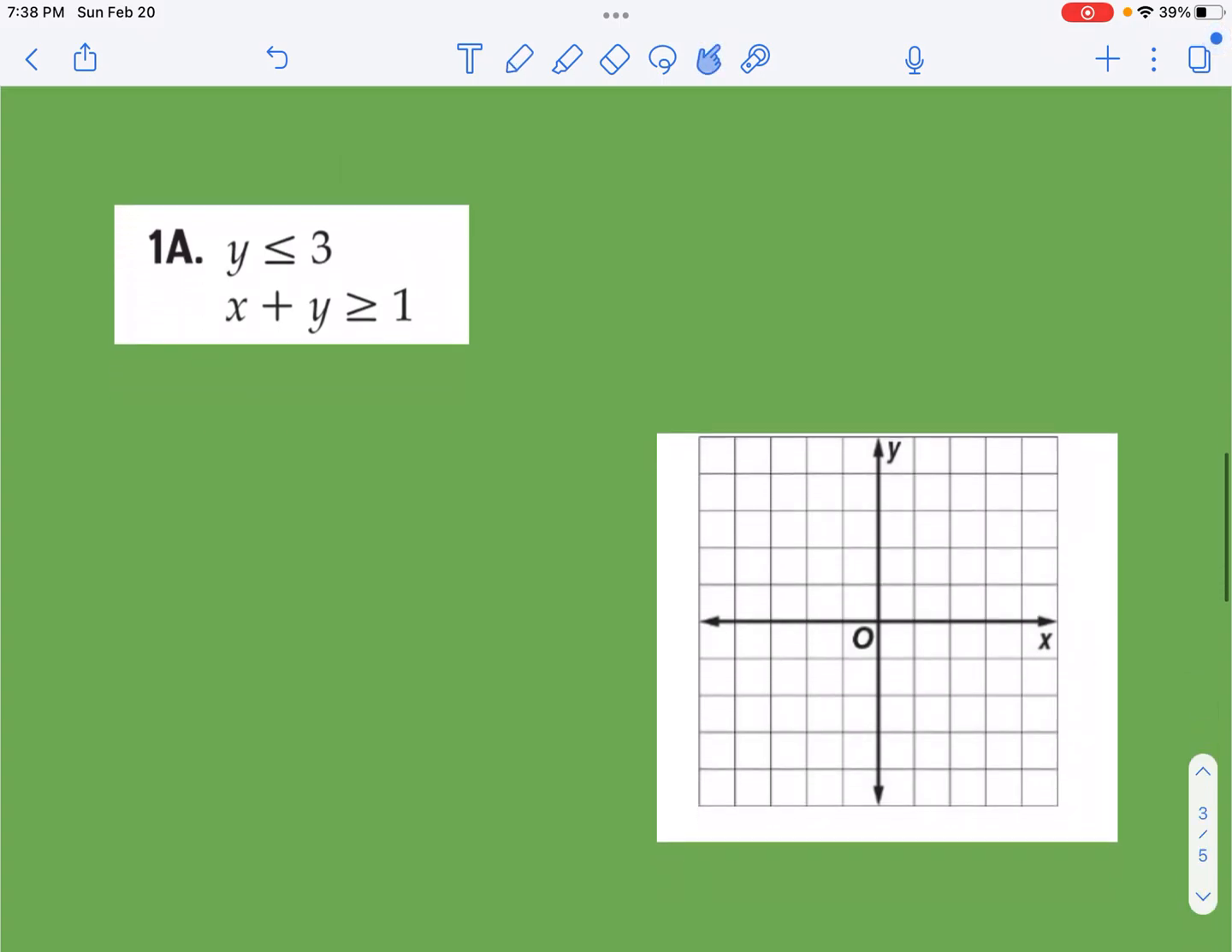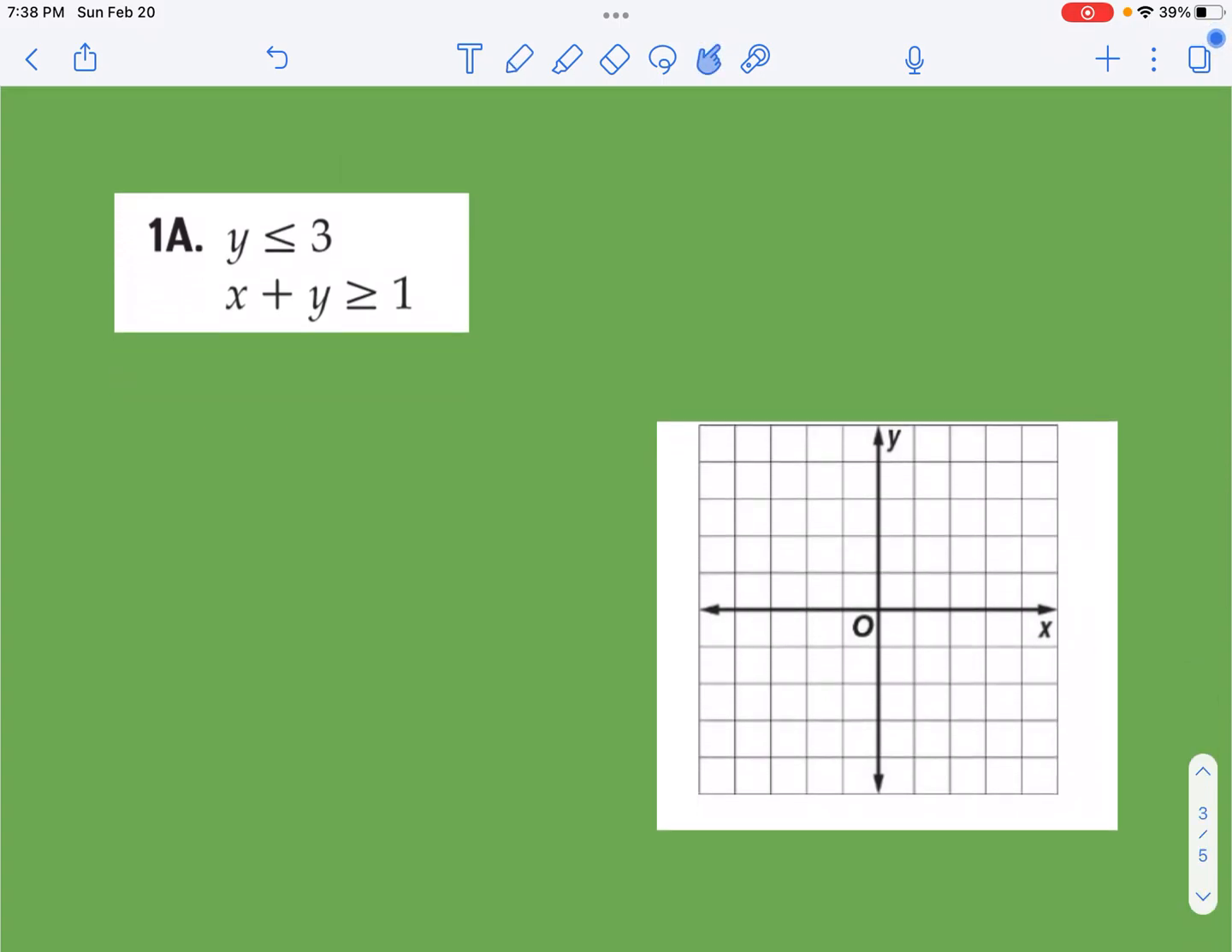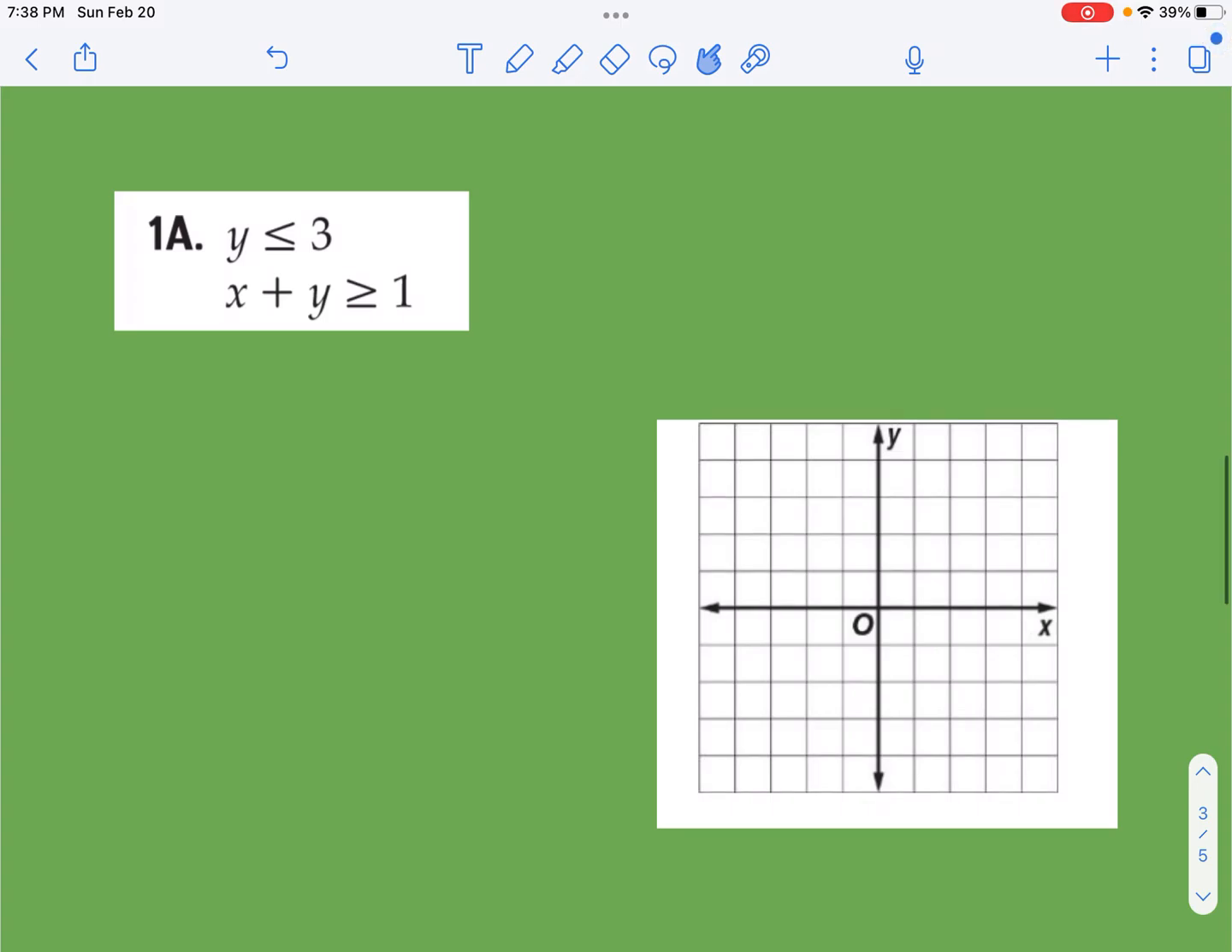All right, so we got y is less than or equal to 3. Well, I know that's going to be a horizontal line that goes through 3. We've talked about those in the past, but let's get this written here. And it's going to be a solid line, right? So I'm going to put a line right there, and I can actually use that little neat tool that this thing has here. And now for this one, I should be shading this.